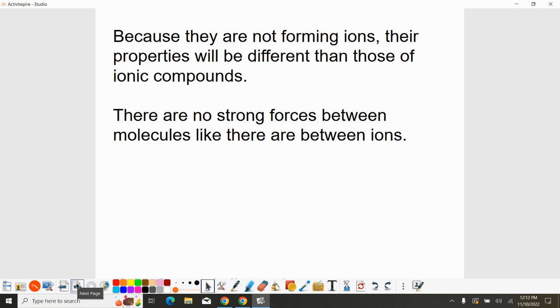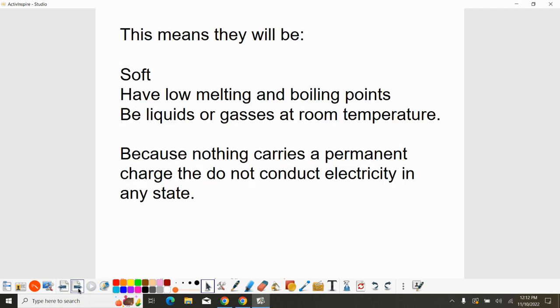Properties can be different in your ionic and covalent substances because you have ions in your ionic substances. You have strong forces of attraction between the particles. We don't have permanent charges. We don't have ions in our covalent substances. So the force of attraction that holds them together is much weaker. It's either going to be polar substances with their weak positive and negative charges, or there'll be no forces at all if it's nonpolar. So we're going to see some very different properties here.